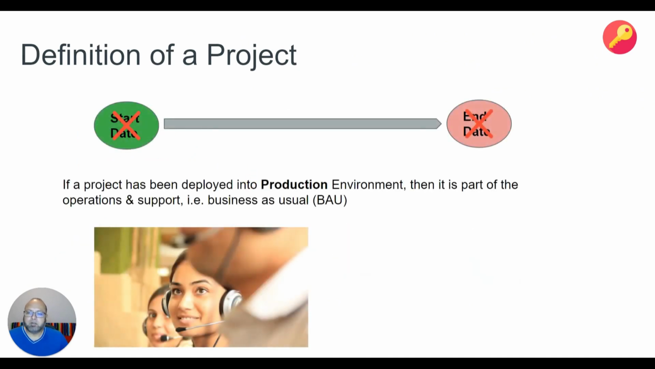If the project doesn't have a start date or an end date, it seems like it's ongoing, then you need to remember that this is going to be business as usual. When the project is being supported by production support, then the project has gone into BAU, business as usual. So once the project is finished, deployed in production, then the production team takes over and maintains the project to make sure that there are no bugs, etc. So that is the different definition of project.